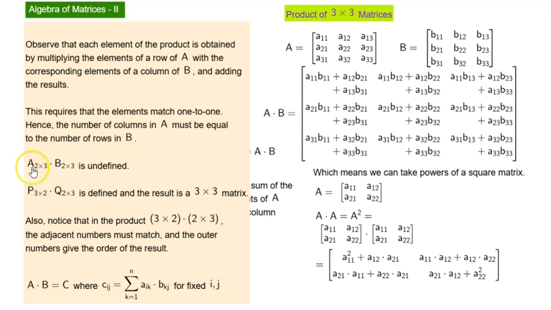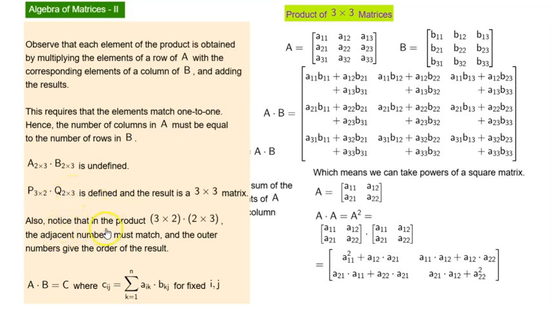So if we have a matrix of order 2 by 3 and another matrix of order 2 by 3, then the product is undefined. Why? Because here we have 3 columns and here we have 2 rows. So this product is undefined. Whereas if we have a matrix P of order 3 by 2 and Q of order 2 by 3, then it is defined. And the result is a 3 by 3 matrix.